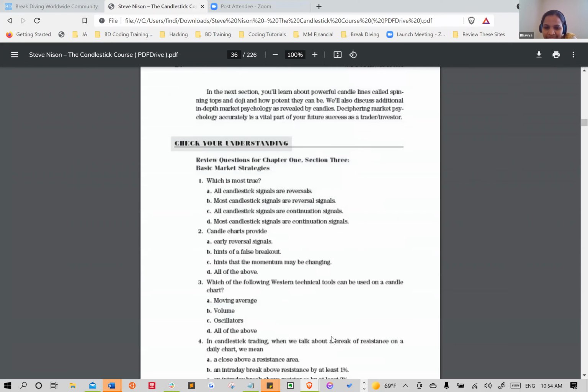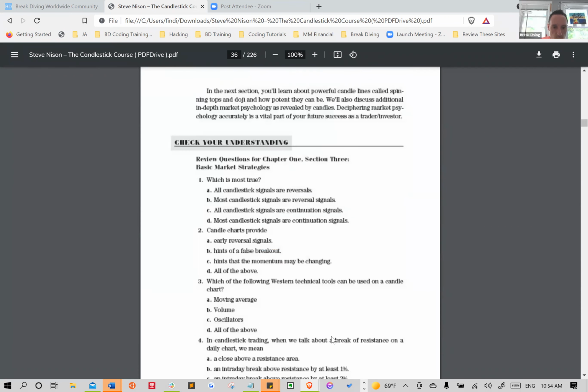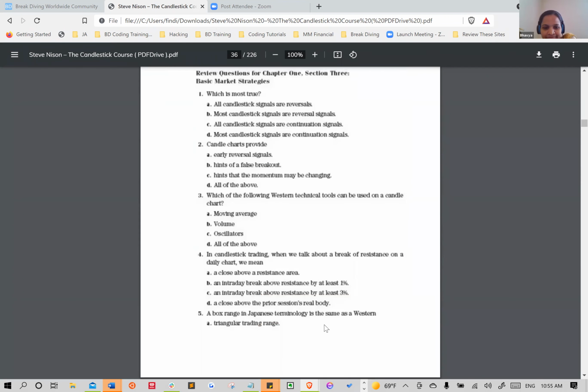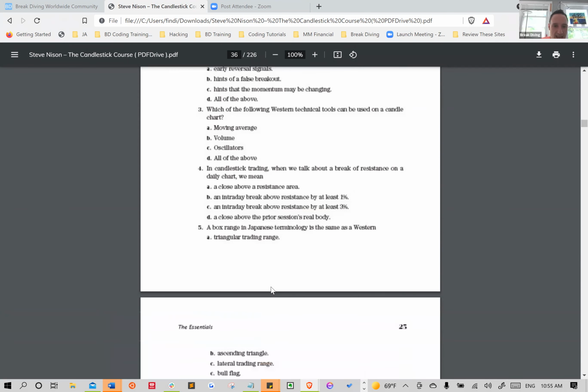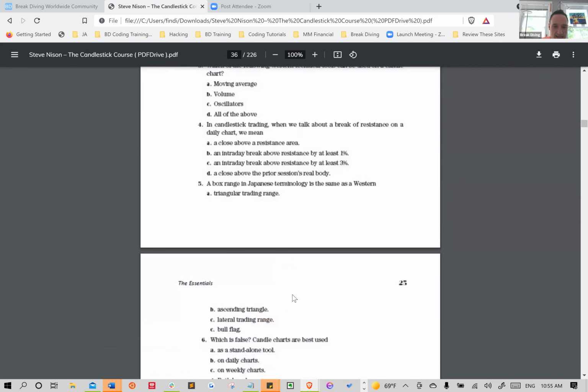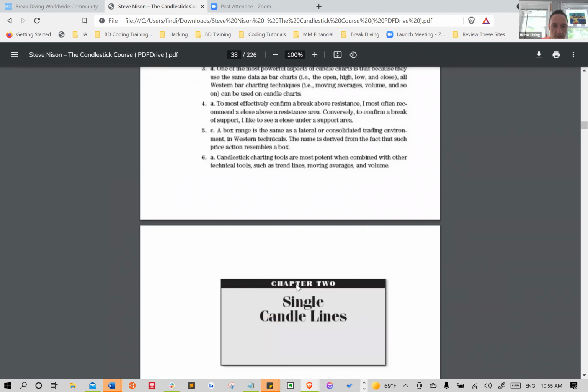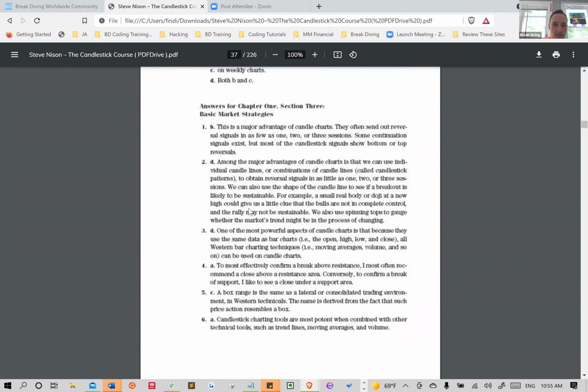3. Let's see. We said D. Yeah, let me just go D, and we did A. 4. So A. DAC. We did DAC. Good. One of the powerful aspects is they use the same data as bar charts. All Western bar charting techniques and so on can all be used on candle charts.